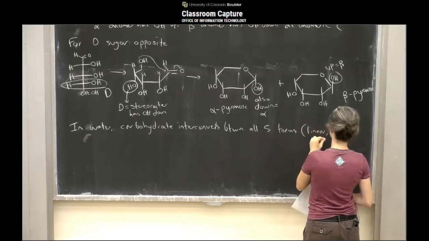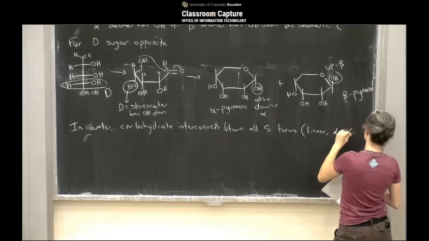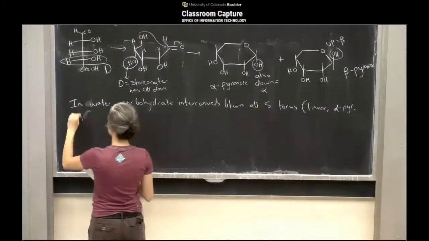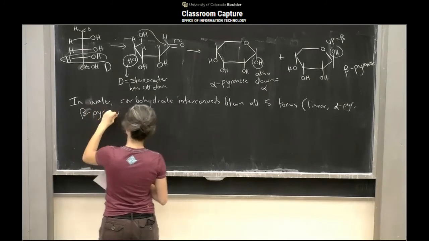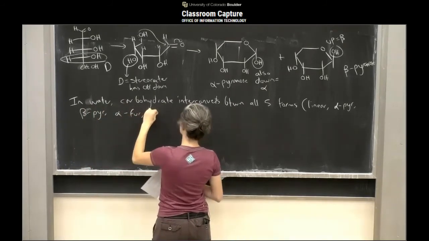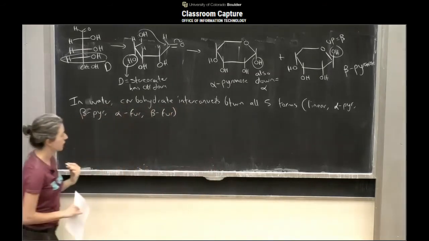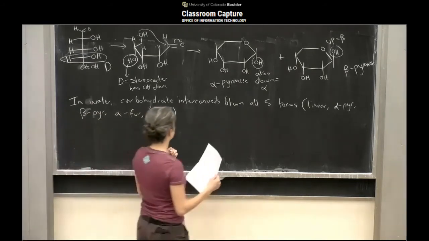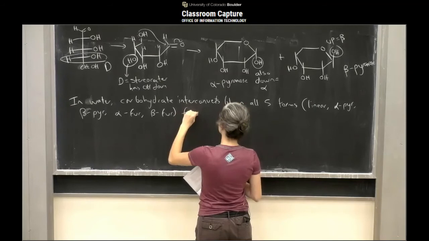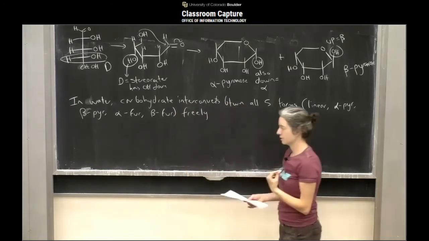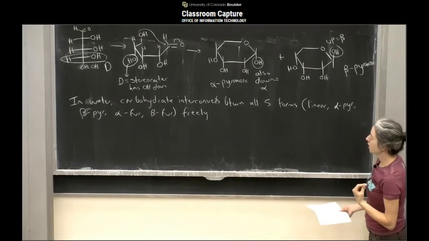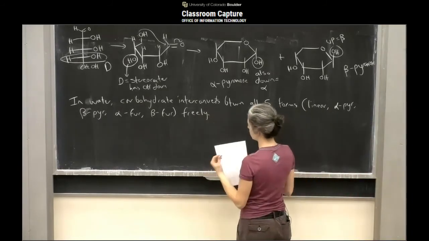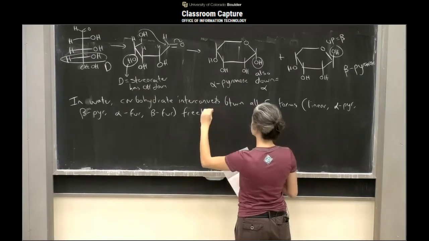So linear or acyclic, alpha pyranose, beta pyranose, alpha furanose, and beta furanose. And where the actual equilibrium lies between all five of those forms comes down to what's the most stable, what the particular conditions favor, temperature, stuff like that. We don't have any great way to predict which of the five is going to be more favored. Sometimes it's just a mixture of them all. So the process of interconverting between all five forms is called mutarotation.